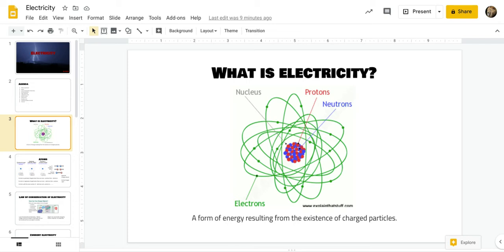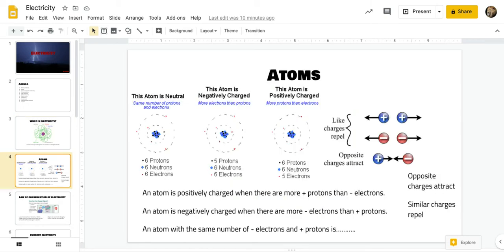Electricity is actually a form of energy resulting from the existence of charged particles. When we talk about charged particles, we mean the charged particles in atoms. There's a picture of an atom in front of us right here. It's very enlarged. So in an atom, there's protons, electrons, and neutrons. Protons and electrons charge the atom and charge the object that the atom is inside.